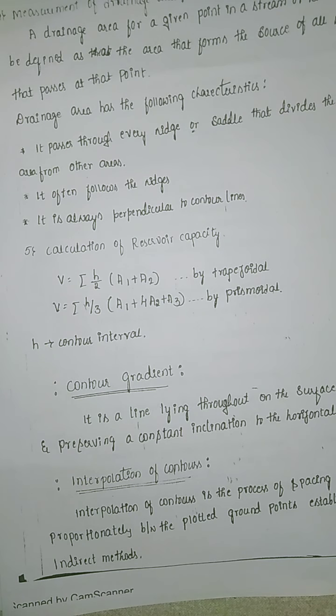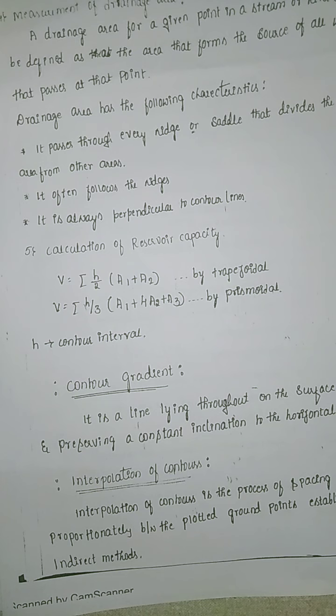Interpolation of contours is nothing but a process of spacing the contour proportionately between the plotted ground points established by the indirect methods. Here, in this particular interpolation, we are going to locate those contours and space those contours proportionately between the plotted ground points by the different indirect methods.